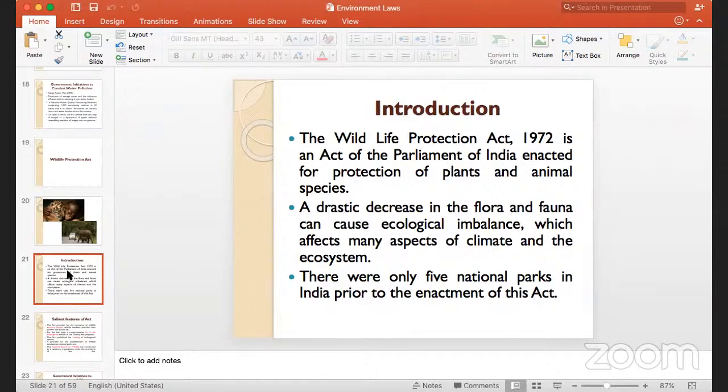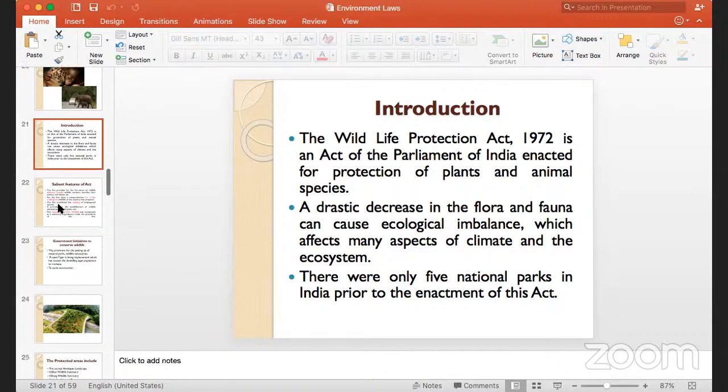Now, if you remember, I told you the example of elephants, right? Elephants, especially in South India, are unable to cross the railway lines. There is a lot of man-animal conflict. So the Wildlife Protection Act was established in 1972 for the protection of plant and animal species. We have already seen a drastic decrease in flora and fauna, which can cause a lot of ecological imbalance, and so the need for this act was extremely important.